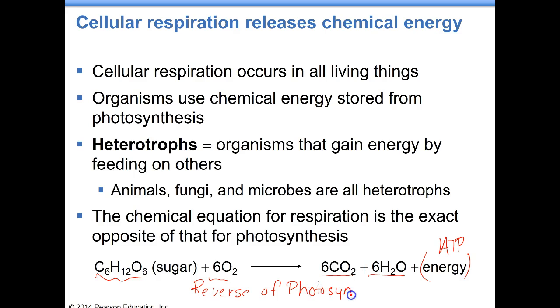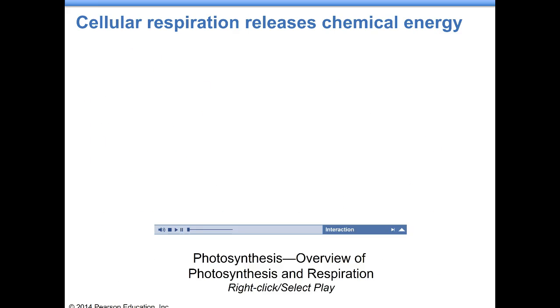So you can kind of tell that these reactions are dependent on each other. You need photosynthesis for cellular respiration to occur. You need cellular respiration for photosynthesis to occur. Carbon dioxide is the waste product, a byproduct. Water is also a byproduct, and energy is what we're trying to get from this reaction.